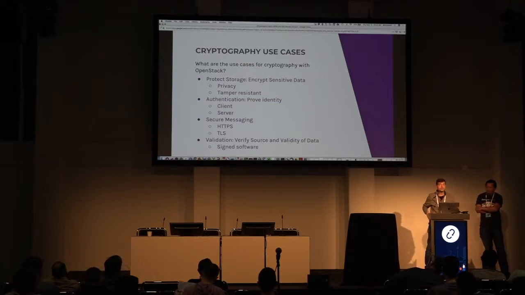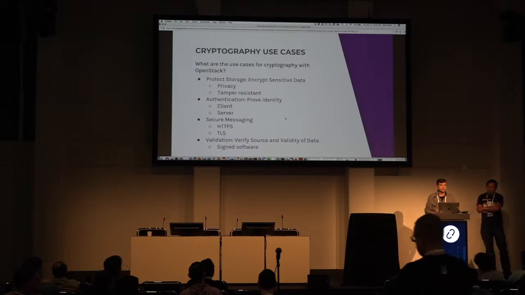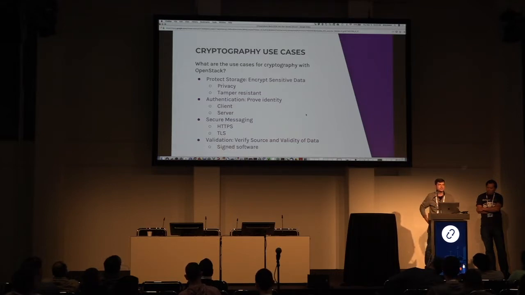Another use case for cryptography is authentication, both on the client side or the server side, to prove your identity to the other party. This can involve passphrases, for example, on the client side, or X509 certificates offered on the server side. In addition, you have secure messaging to set up some of these secure connections. You could take either a passphrase or a certificate to start off the handshake to start secure messaging. And finally, there's a validation use case. This is where you want to prove the integrity of the software before you load or run it in your cloud. And this is the signed software case.